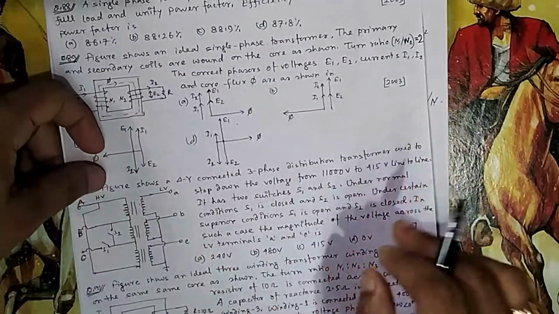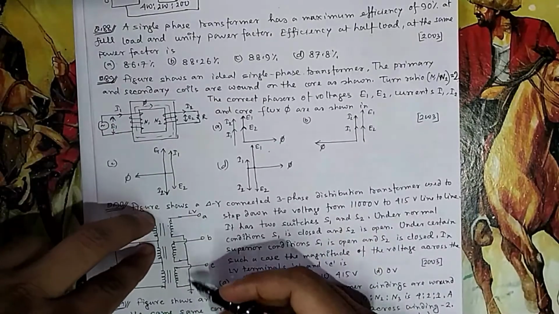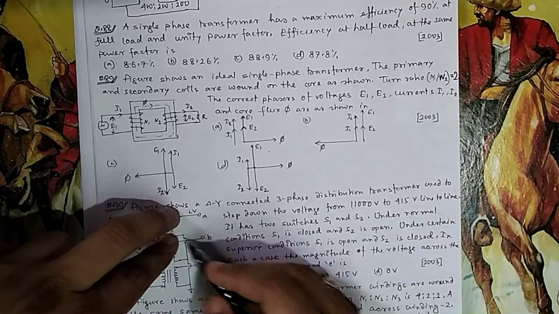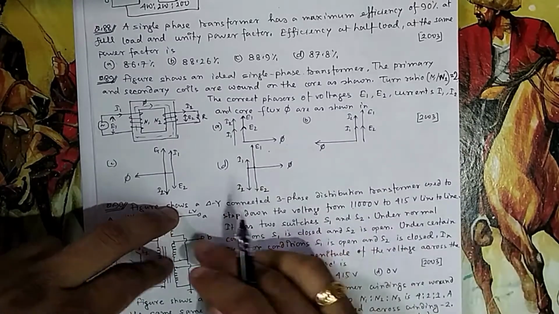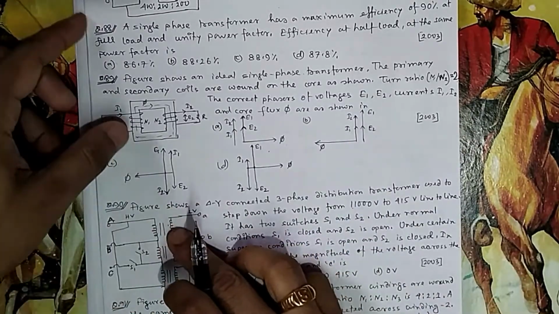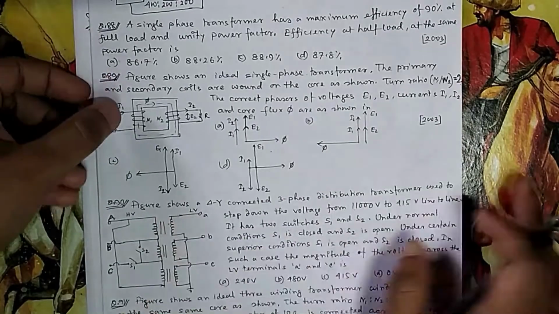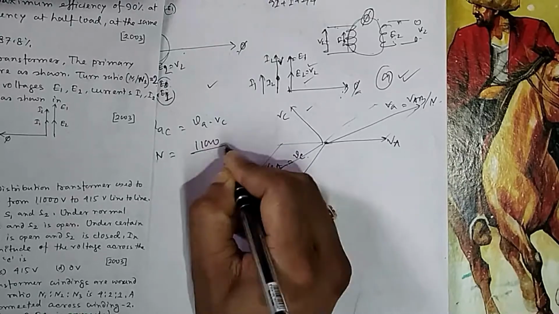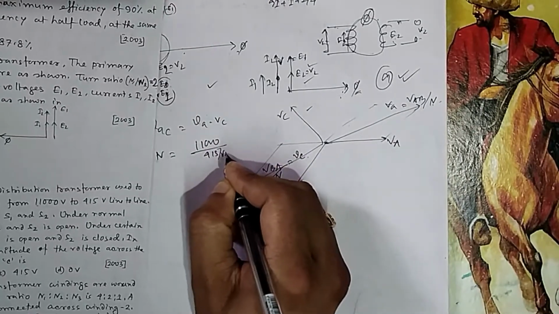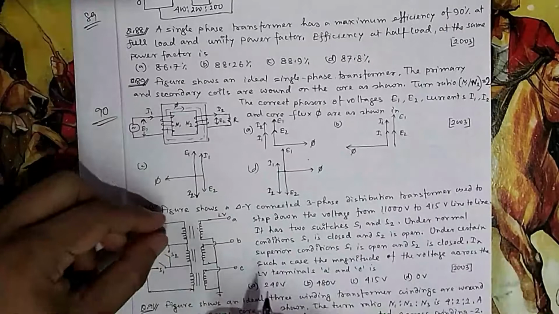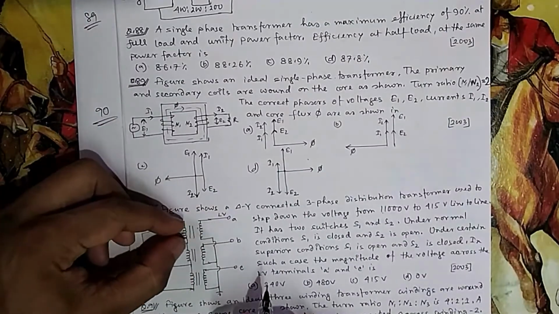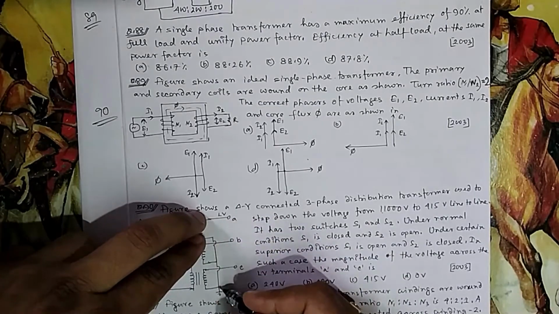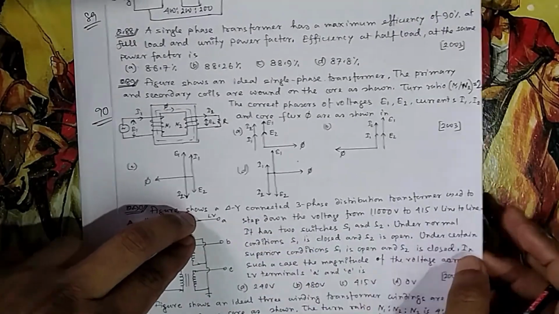Now what is the turn ratio? I explained turn ratio: you always take whatever voltage it is getting across this winding, 11,000. Whatever voltage it is getting, it is not 415 because that is line to line. So the turn ratio N here is 11,000 divided by 415 divided by root 3. This is your turn ratio, because the voltage across this is the line voltage, and the voltage across this is phase voltage, because it is A to ground. So it is 415 by root 3.